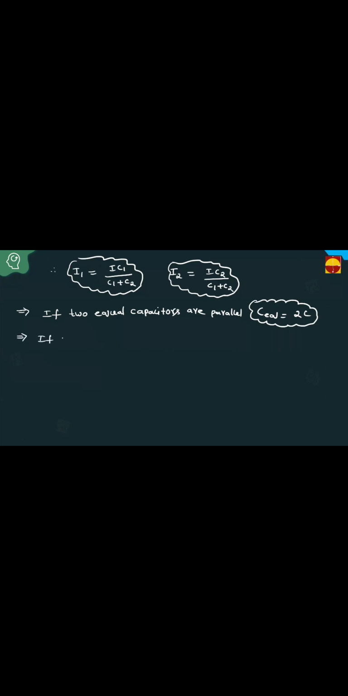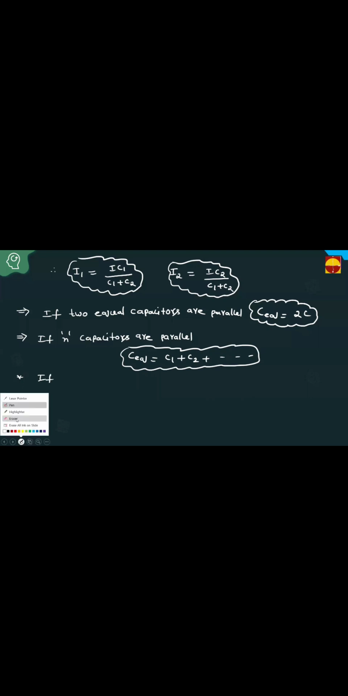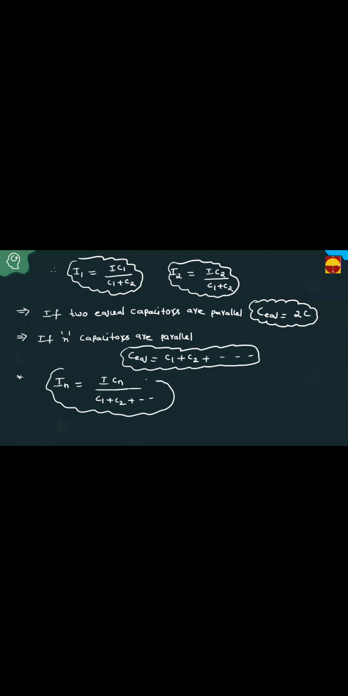Next, if n capacitors are parallel, the parallel connection is similar to the series connection of resistors. C equivalent equals C1 plus C2 plus and so on. If you have to calculate the current through the nth capacitor, similar to V into Rn for resistors, here it is I into Cn by C1 plus C2 plus and so on.